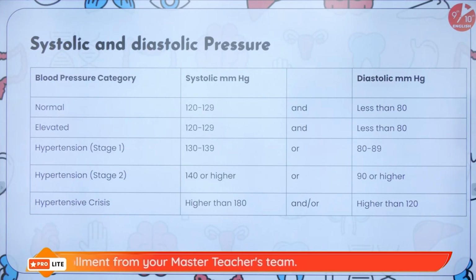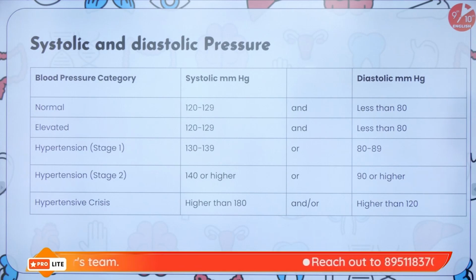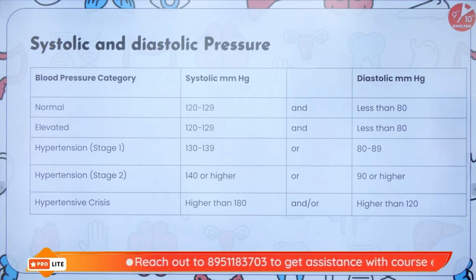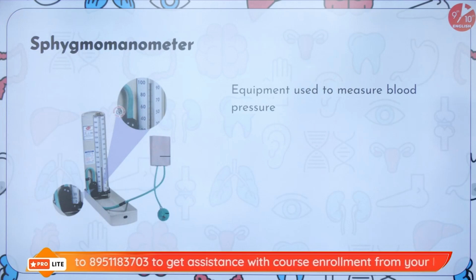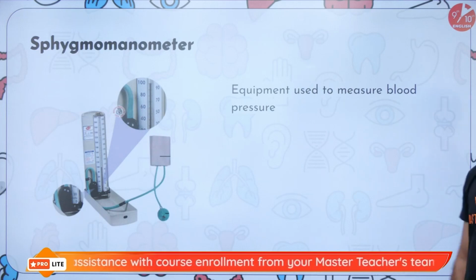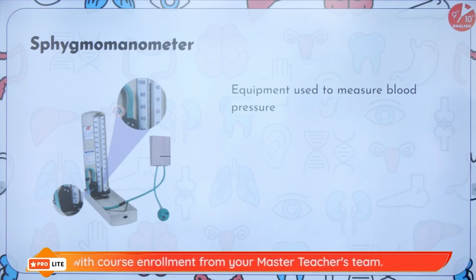Like if the blood pressure goes to 130 by 80-89, it is hypertension stage 1. If it has crossed 140 by 90, it is hypertension stage 2. And if it is more than 180 by 120, then the person is almost dead, and that is hypertensive crisis. So, blood pressure is measured using a sphygmomanometer and the heart can be heard using a stethoscope.